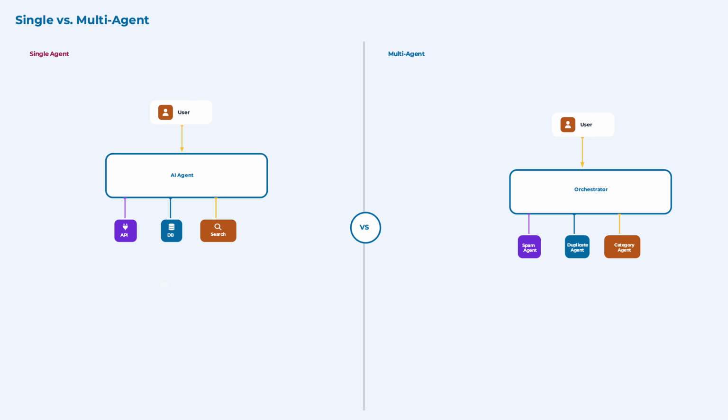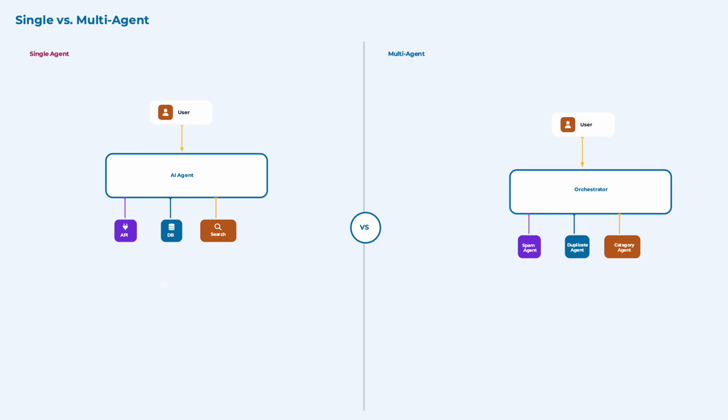Each agent has a specific responsibility. This is similar to how we already structure software. You might have a payment service, an order service, a notification service. Each one has a responsibility. A multi-agent system applies a similar idea to AI agents.